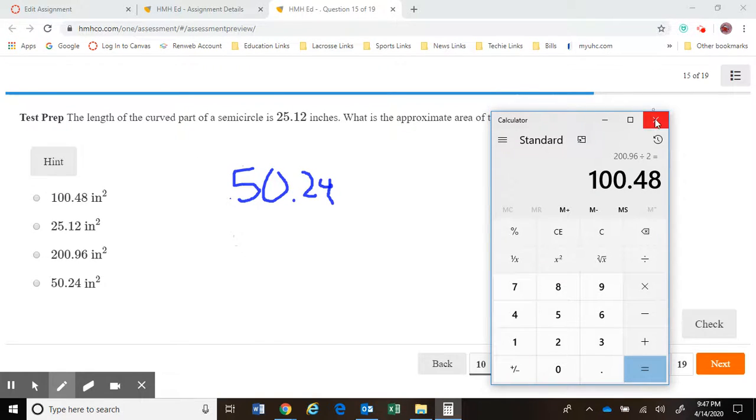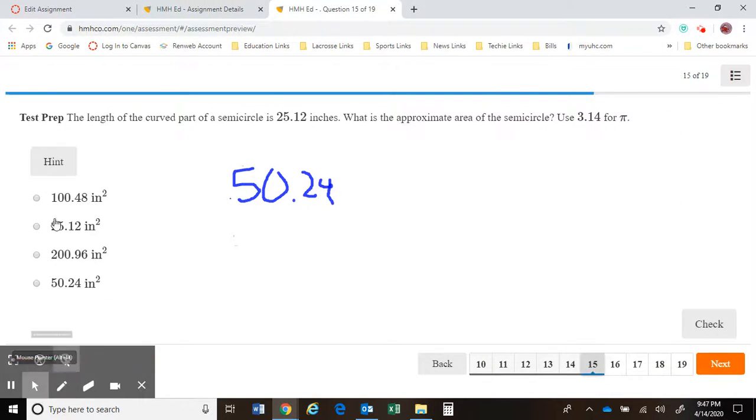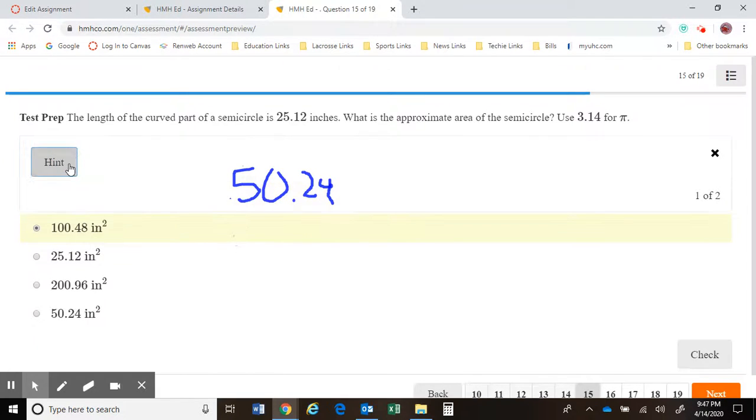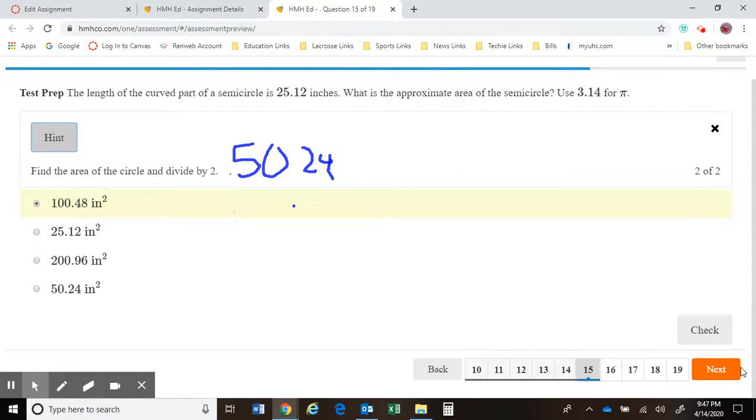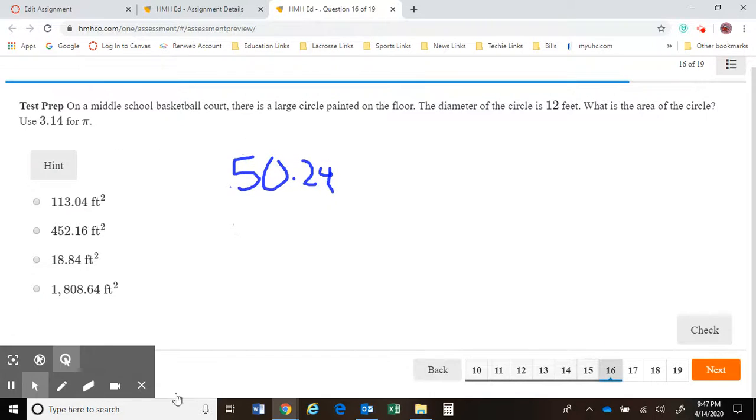That one's a little bit trickier just because it's a semicircle. I think the hints kind of tell you what to do here. Double the length, yep, and then find the area of the circle, divide by 2. So you can see that's kind of what I did. Okay, let me clear off my screen here.